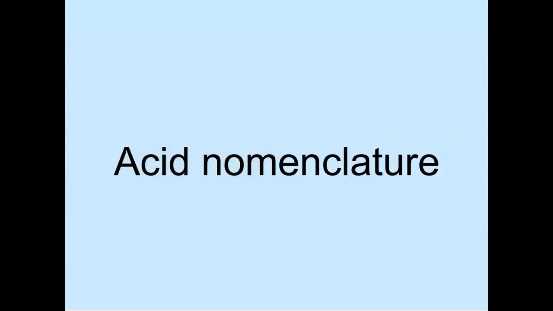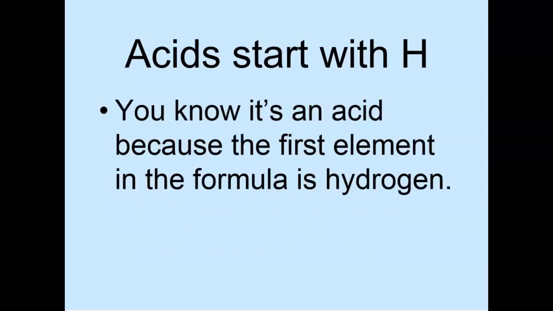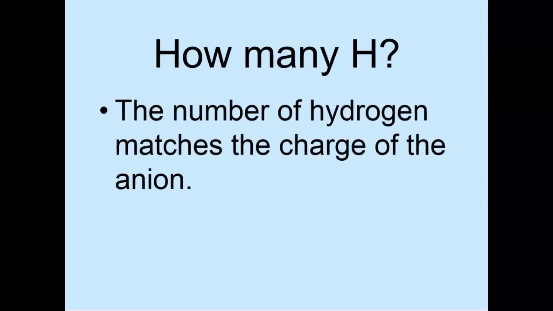Okay, so now I want to start talking about acid nomenclature, how to name and write the formulas for acids. Acids start with a hydrogen. These are covalently bonded compounds, and they have a hydrogen which shares its electrons like all nonmetals do. You will know it's an acid because the first element in the formula is a hydrogen. But the question is, how many hydrogens? The number of hydrogens matches the charge of the anion.